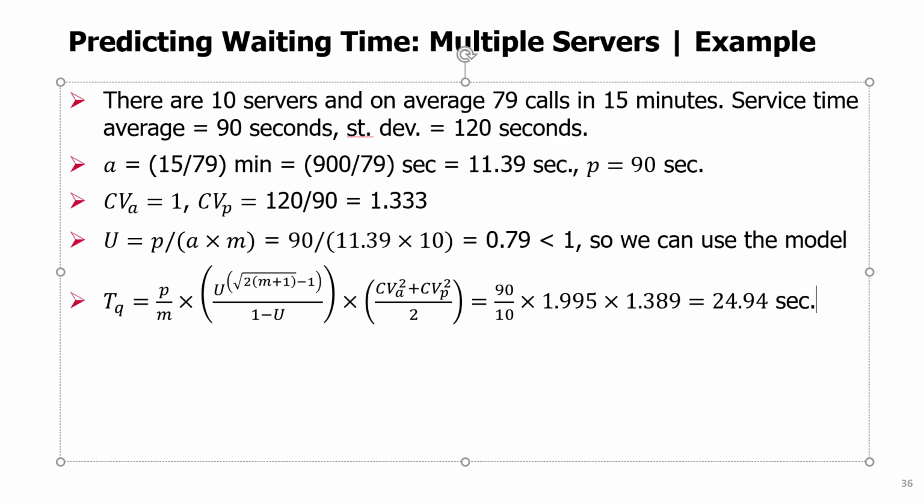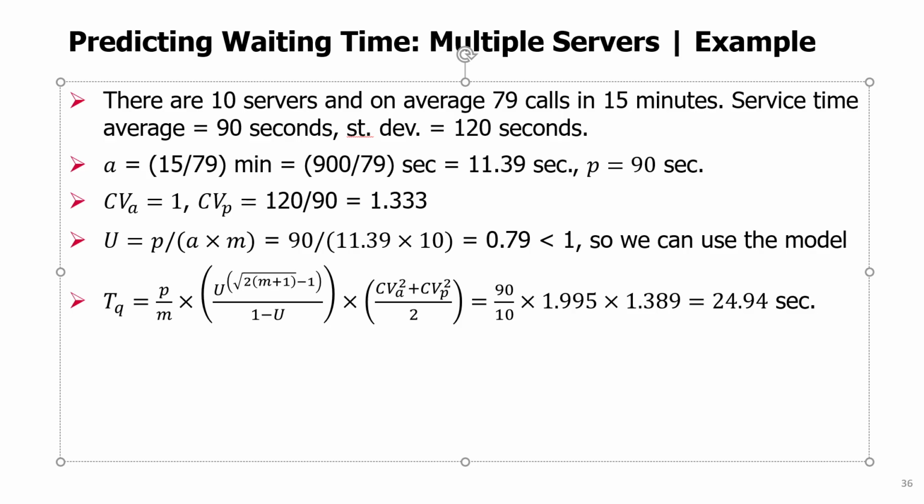So notice, despite the fact that the utilization is now much higher, the waiting time is actually quite reasonable. It's actually around half of what it was before. The reason for this is that we now have 10 servers, quite a large number of servers, and there are actually some economies of scale here. If you have a lot of servers, even with high utilization, you can have low waiting time.